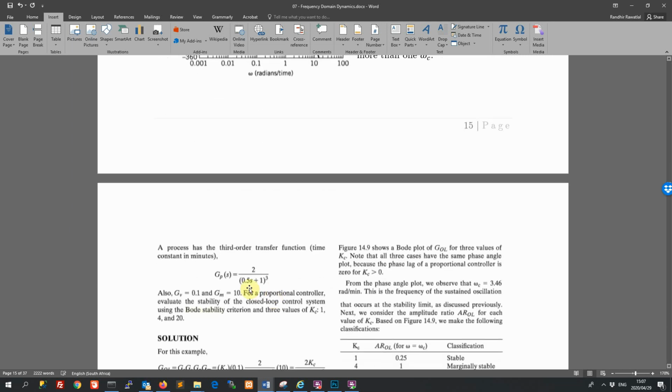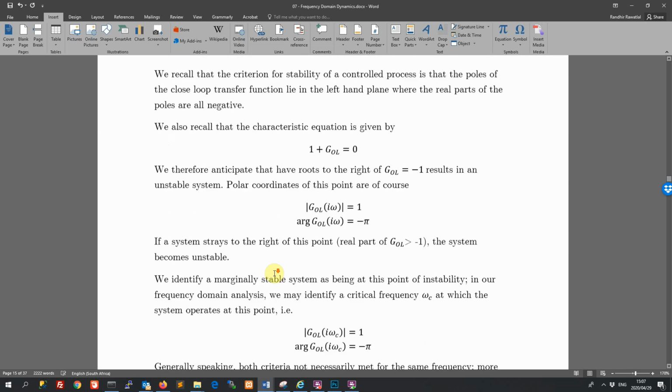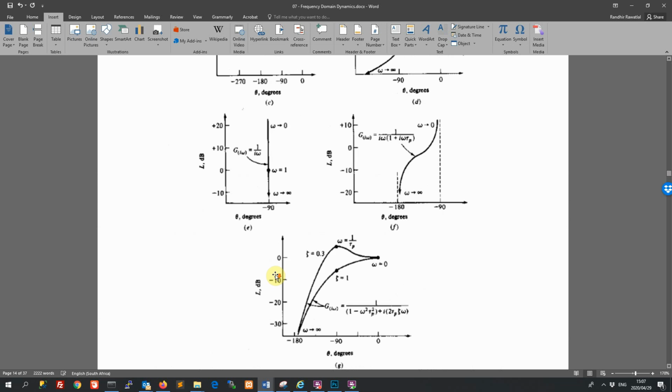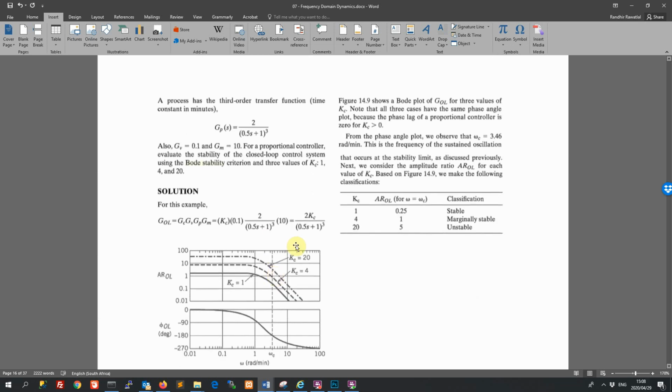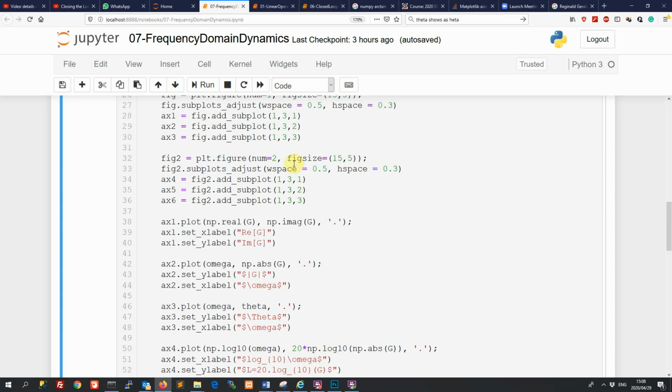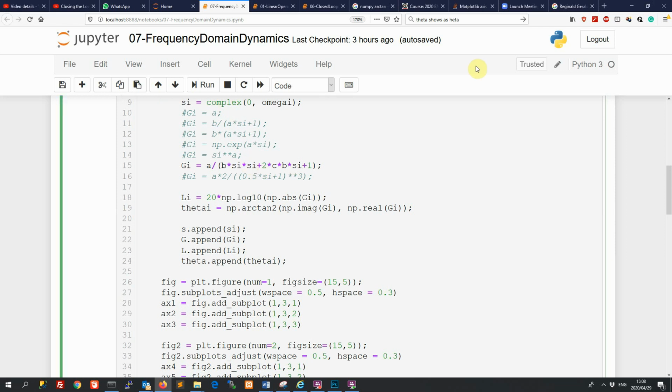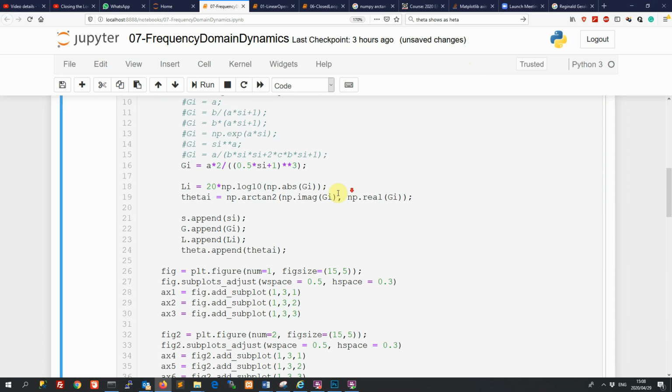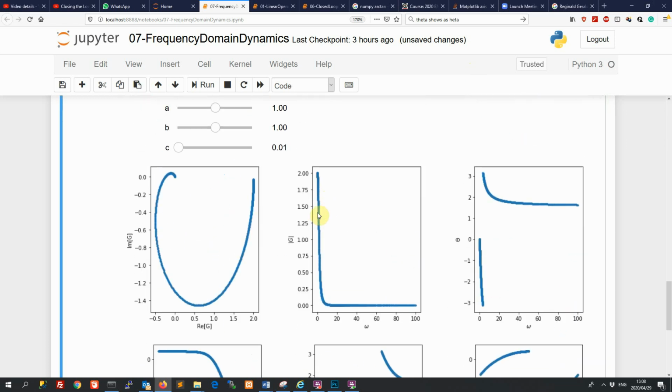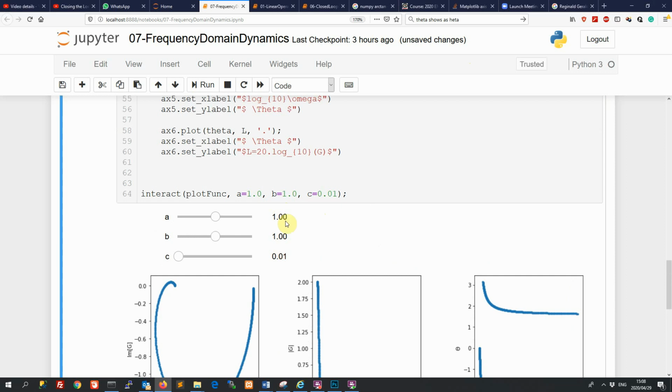In fact, here's a nice example. Let's graph this one out: 2 over (0.5 s plus 1), cubed. I'm saying this is a nice example because in all the examples we've looked at so far, we were pretty far away from -1, 0. So let's now use that transfer function, which I've already set up here, and graph it.